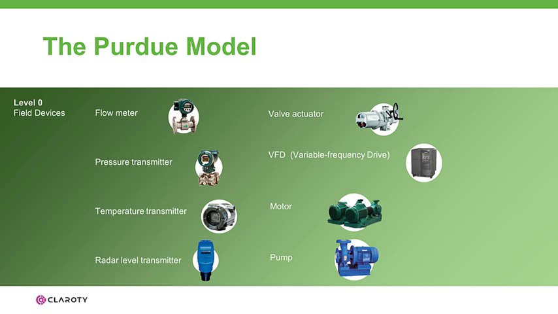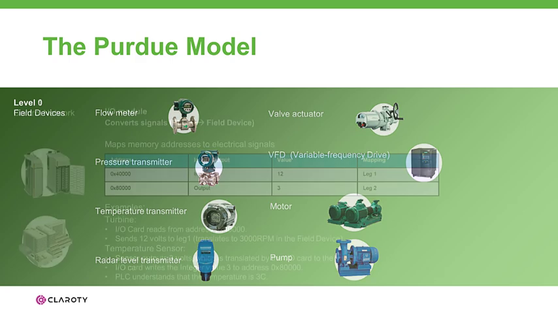Level 0, which is the bottom layer of the Purdue model, covers field-level devices like the small selection shown here, with each field device being responsible for a specific set of action or actions within the process environment. Each field device is connected to an I/O card that maps the input and output signals from the field device to memory addresses. The field devices are controlled by Level 1 devices such as PLCs and remote terminal units, or RTUs. All communication between the controlling device and the field device is done using electrical signals.